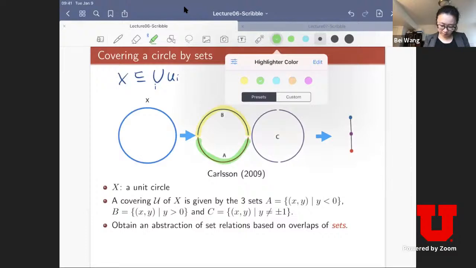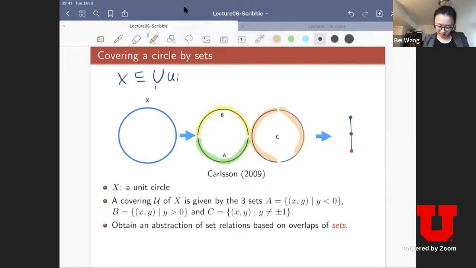And then the C, it's a set, but it's a set containing two elements, okay? So in a set right now, this particular example is that my circle belongs to A union B union C, okay?